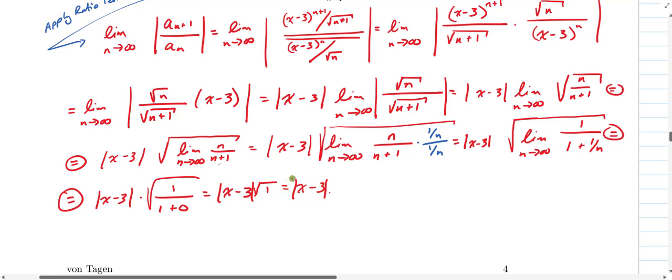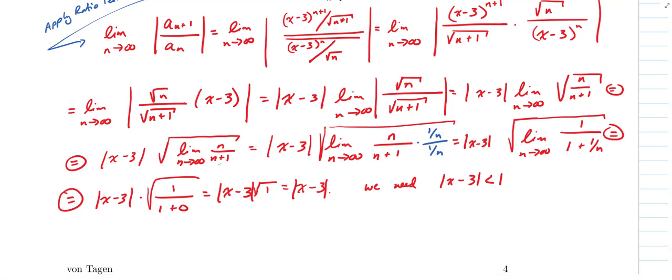And if this limit is 1, then the ratio test, which is what we just performed, is inconclusive. So we need this expression to be less than 1 to guarantee convergence. And in fact, at this point, we can go ahead and identify this as our radius of convergence. The radius of convergence here is 1.